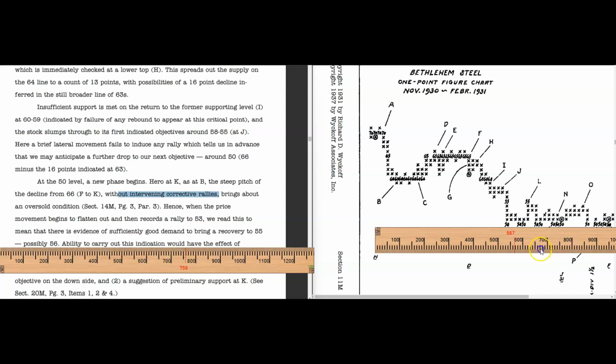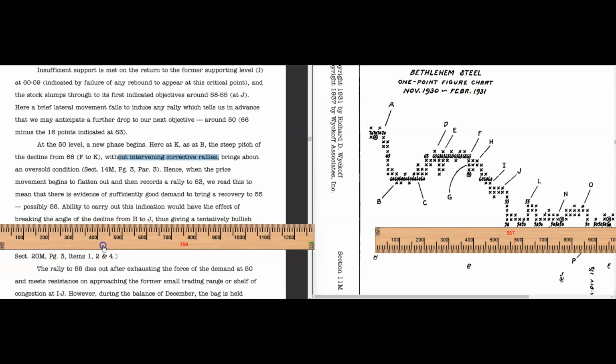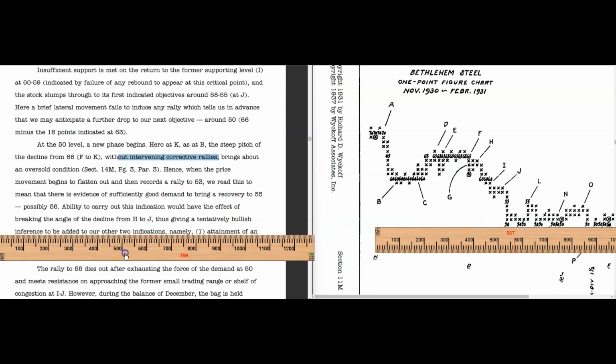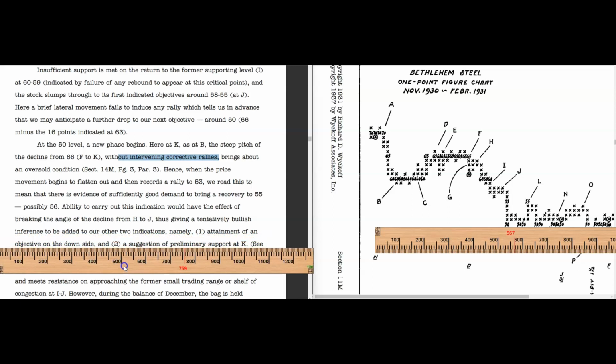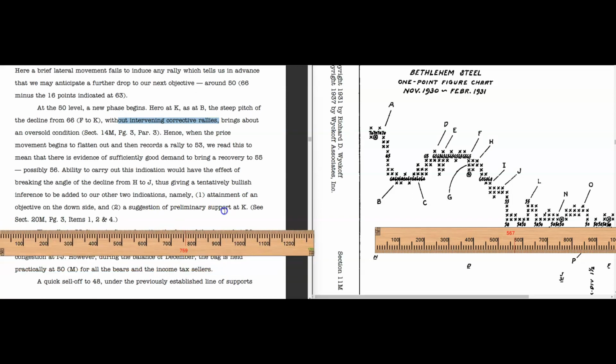All right, so he goes to 50, it's oversold condition, goes up to about 51, 52, yeah? And then finally goes to 53, and we said, oh, maybe it's going to go to 55 and possibly 56. And what it does, it goes to 55. The ability to carry out this indication would have an effect of the break of the angle of decline from H to J. So he's always measuring that as well, thus giving us a tentatively bullish inference to be added to our other 2 indications, namely an attainment of the downside objective and suggestion of some type of preliminary support at K. I don't want to go into that.